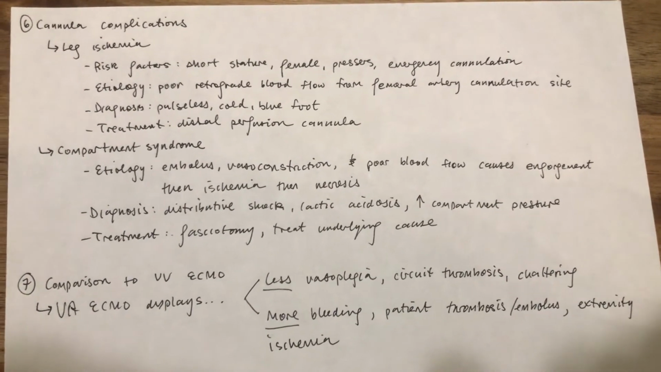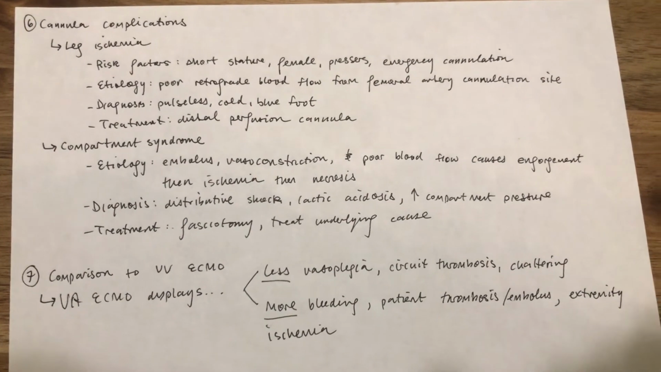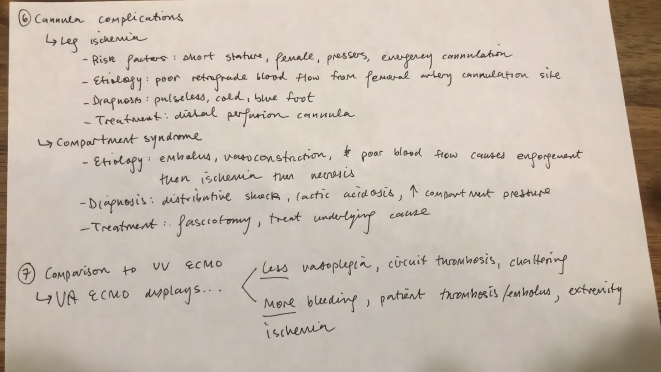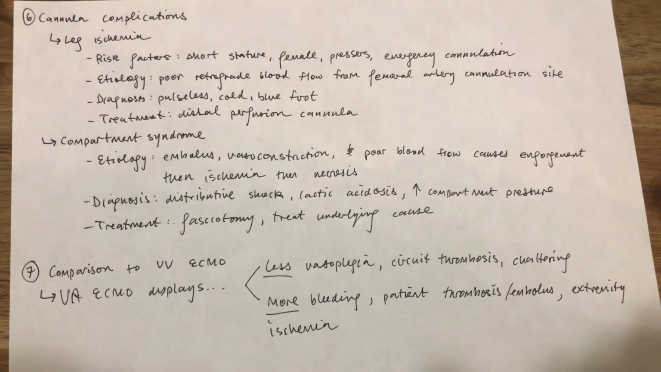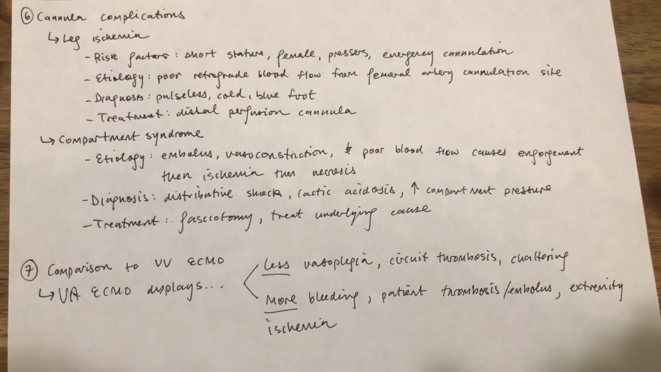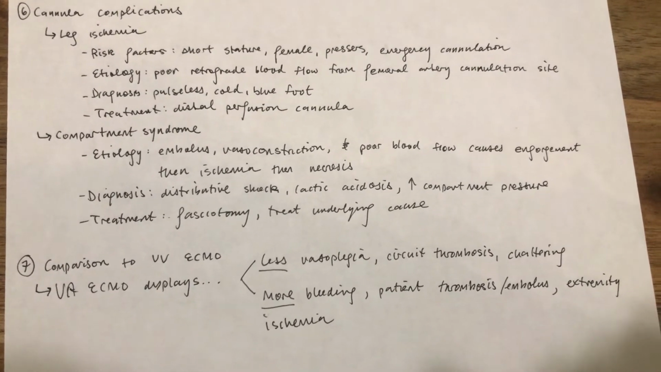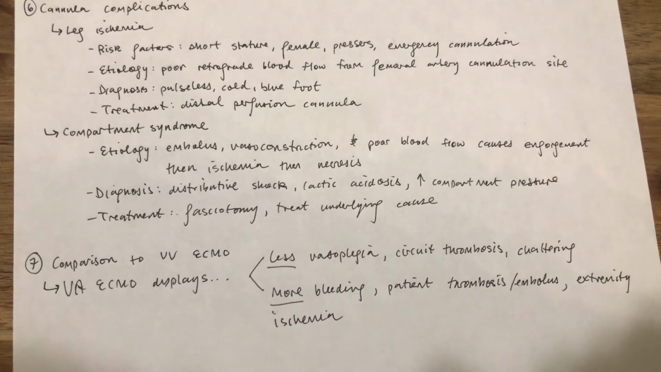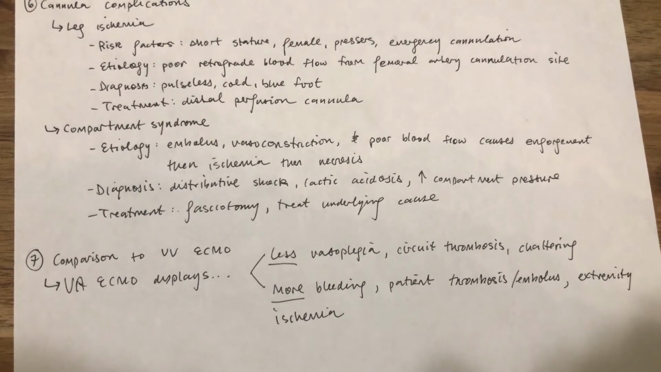The leg ischemia is usually seen in shorter patients, women who are on pressors who are emergently cannulated, and this is just because they have smaller arteries, and it's just a matter of size. So the smaller your arteries and veins, the more likely this is to happen.